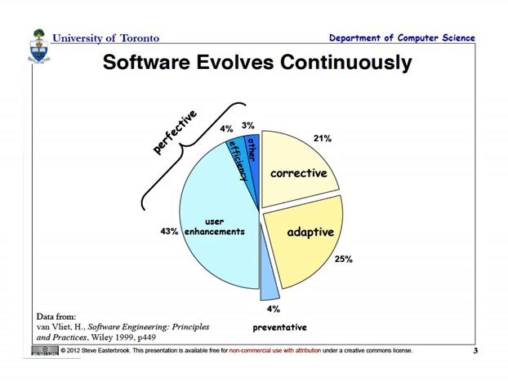Because software evolves continuously. If we look at the distribution of maintenance efforts, we see that user enhancements, adding new features, takes up a massive 43% of the pie, while adaptive maintenance, changing for new environments, is 25%, and corrective maintenance, or bug fixes, is 21%. Note that preventative measures and efficiency tuning are very small slices, which are 4% each. This means the vast majority of our work is reacting to change, not just fixing mistakes.